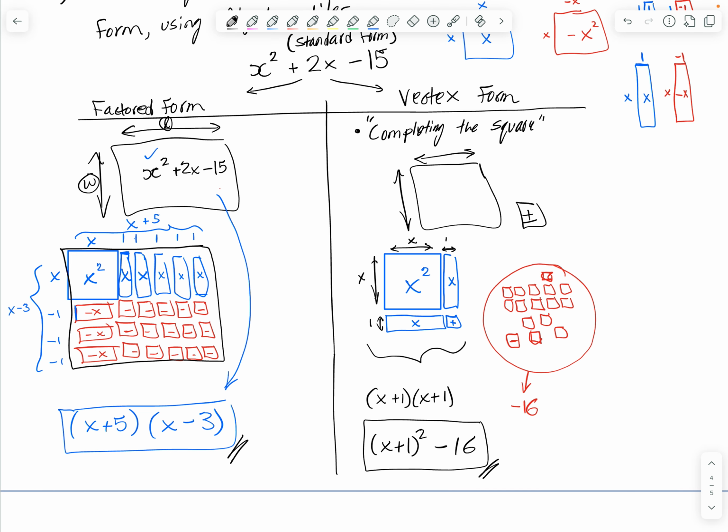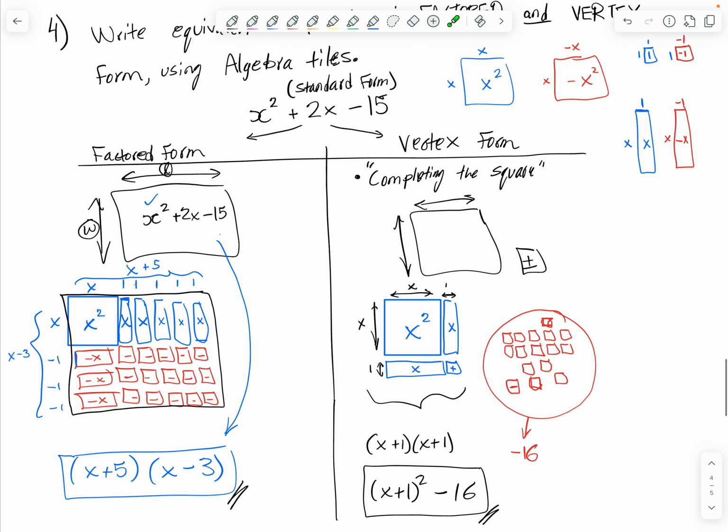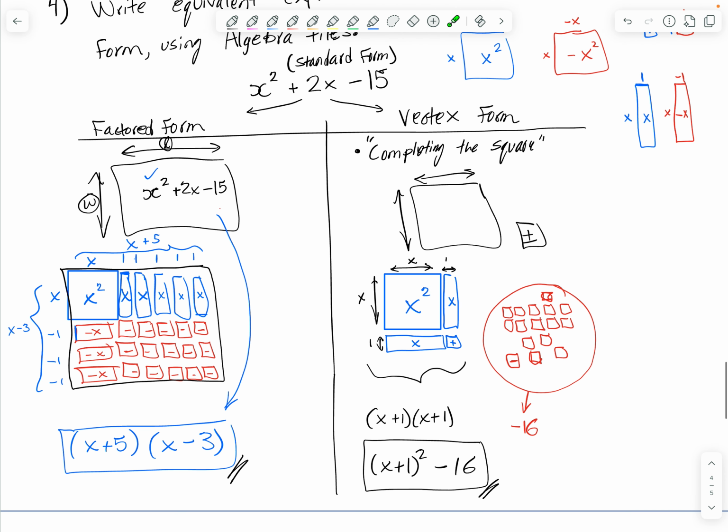Look at that. I started with this standard form expression, and then I converted it into factored form and vertex form. All right, we're almost at the end. So there's lots of math there. And notice I just sketched it using algebra tiles.